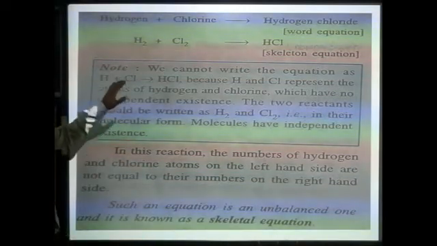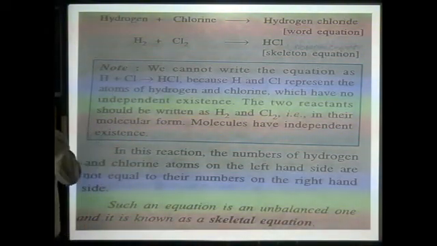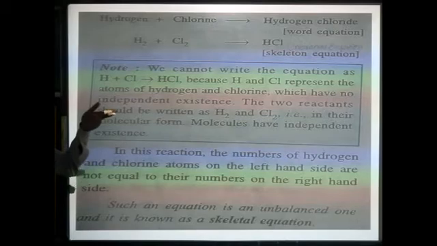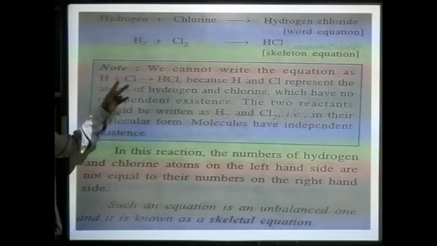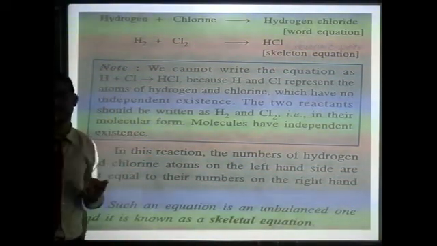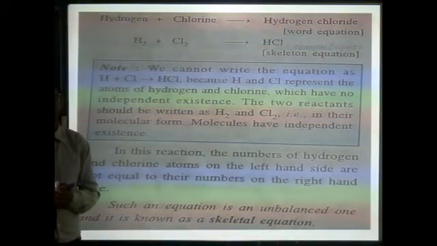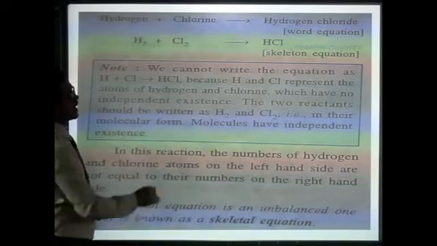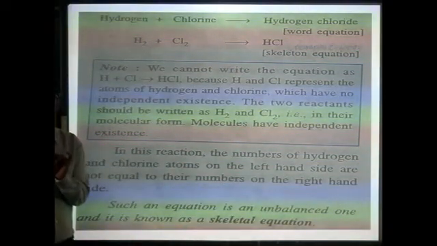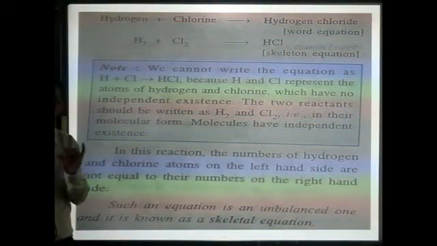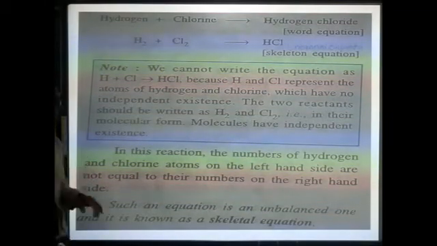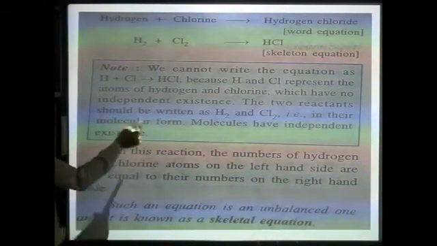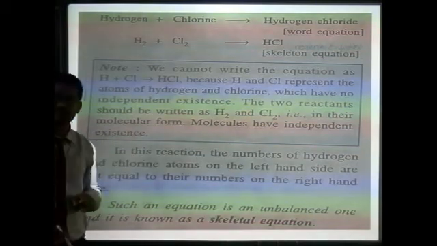If we write H and Cl, they do not have independent existence, because they mean atoms of hydrogen and chlorine, which do not exist independently. The two reactants should be written as H2 and Cl2. So how do we write the reactants properly? H2 and Cl2, in their molecular form, because molecules have independent existence.